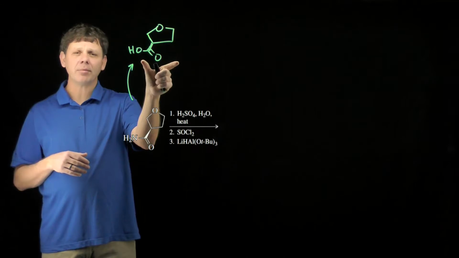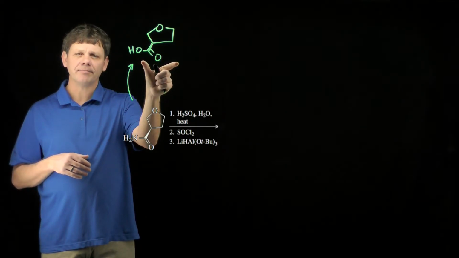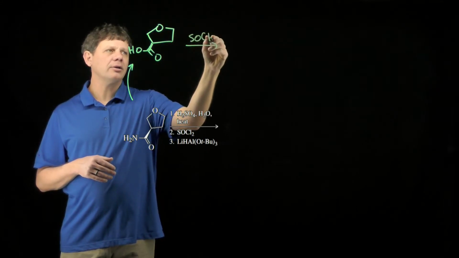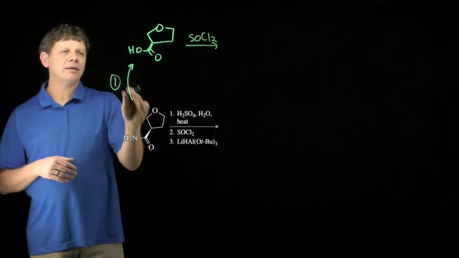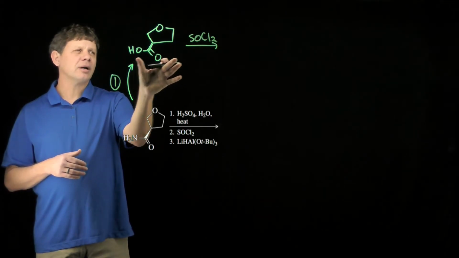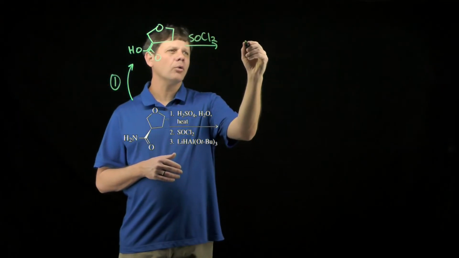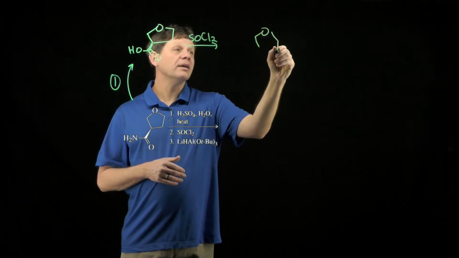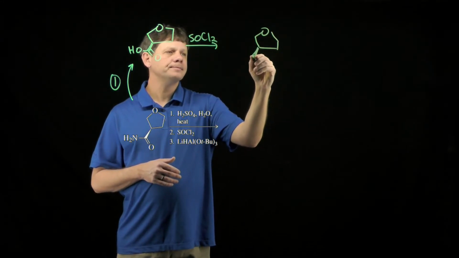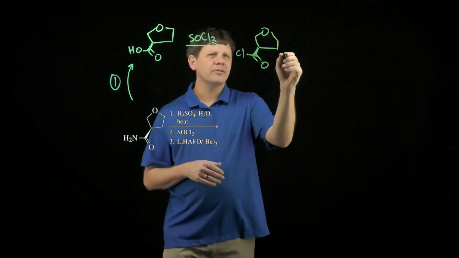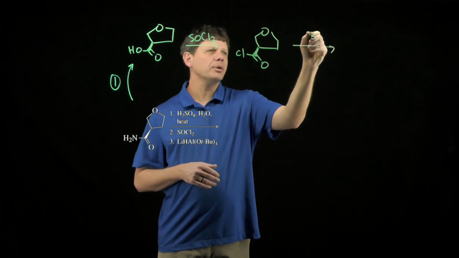We know that this probably needed to be a sulfuric acid, because our next step is going to be to react with thionyl chloride. So step one, sulfuric acid, water, and heat gives us the carboxylic acid. Carboxylic acids with thionyl chloride give us an acid chloride. And now we're left for this reduction in step three.